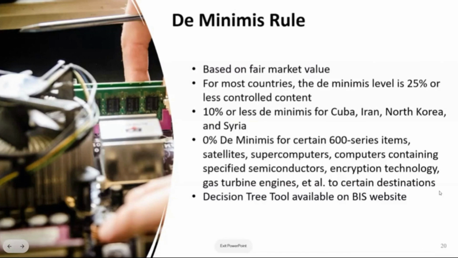Now, these are for our legacy items. We call them legacy items because they were before the 600 series. 600 series are the U.S. munitions items that came over from the State Department. So there's 0% de minimis for certain 600 series items. In other words, it doesn't have to be even 1%. It's automatically going to be subject to the EAR. And it's all going to be based on all the details of your transaction. You just can't say yes or no simply on a lot of things. You've got to go down, do your due diligence, and we're going to do that today. Next, please.